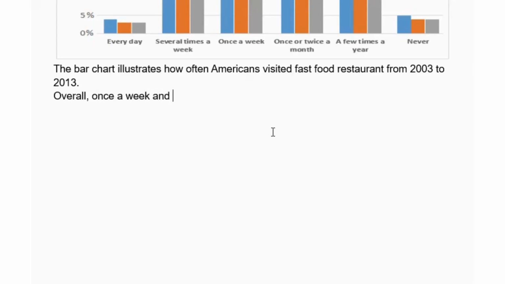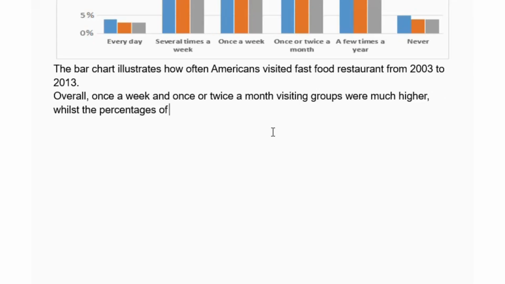Once a week and once or twice a month visiting groups were much higher, whilst the percentage of those who consumed fast food every day were the lowest. Well, I hope you could understand that once a week and once or twice a month visiting groups were much higher, while the percentage of those who consumed fast food every day was the lowest.